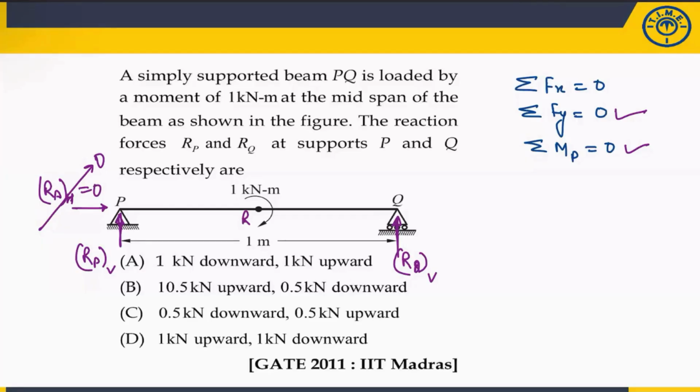Yeah, Jagan. Sir, in this question, a moment of 1 kilonewton meter is acting in the middle. So if I take forces in the y direction, this will be multiplied with half of the overall length of the beam. No, the moment is already given. This is not a force. Are you seeing the unit? This is Newton meter; Newton is the unit of force, into meter, already given. This is not a force. This is a moment. Directly you can calculate the moment about P: RQV into 1 is equal to 1.